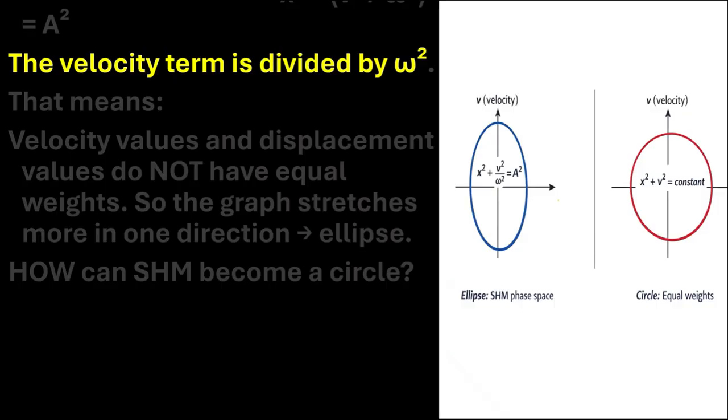Now, there is a way to make this into a circle. It's actually called scaling of axis, wherein you divide the velocity term by omega and then make it x square plus v square is equal to A square. Okay, let me just tell you that.